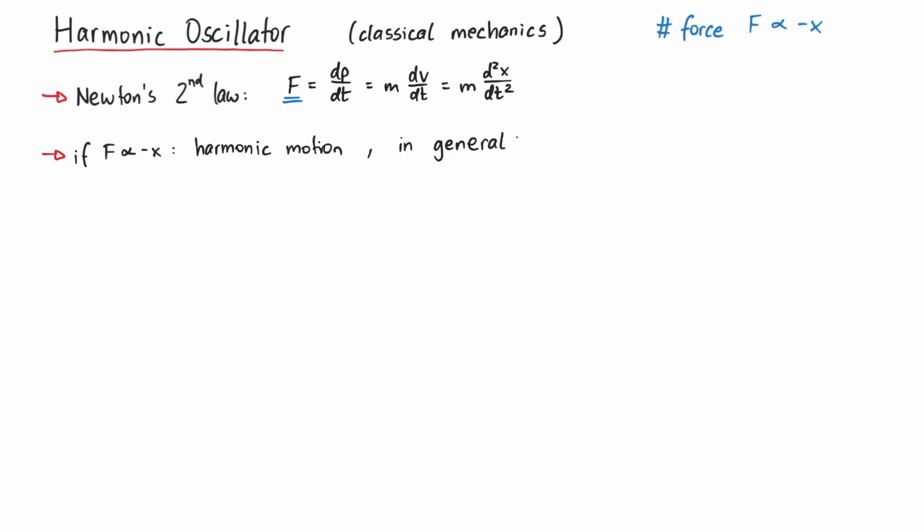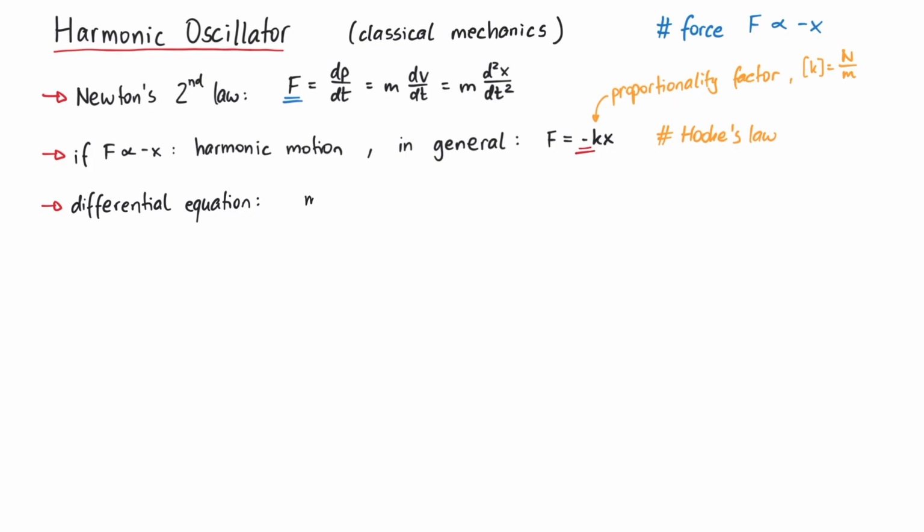The most general way to write down an ansatz for such a force is minus kx, which is called Hooke's law. The parameter k determines how strong the force acts, and the minus is necessary to ensure that if we move in the positive x direction, the force pulls back towards the negative. The resulting differential equation is now m x-double-dot equals minus kx, or simply x-double-dot equals minus k over m times x. Now, how do we solve this?